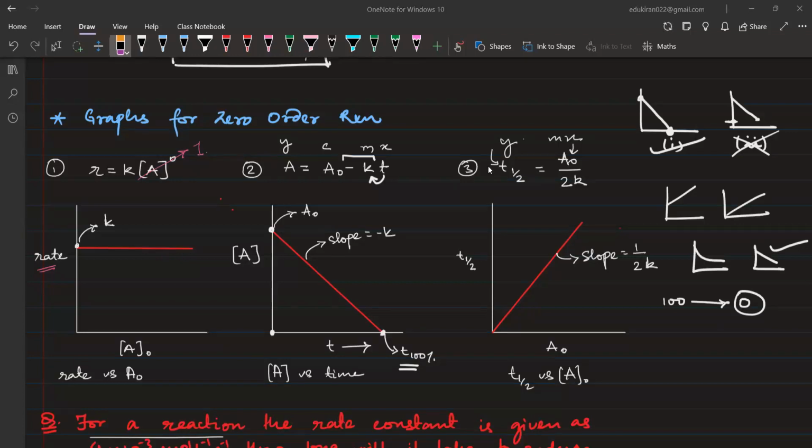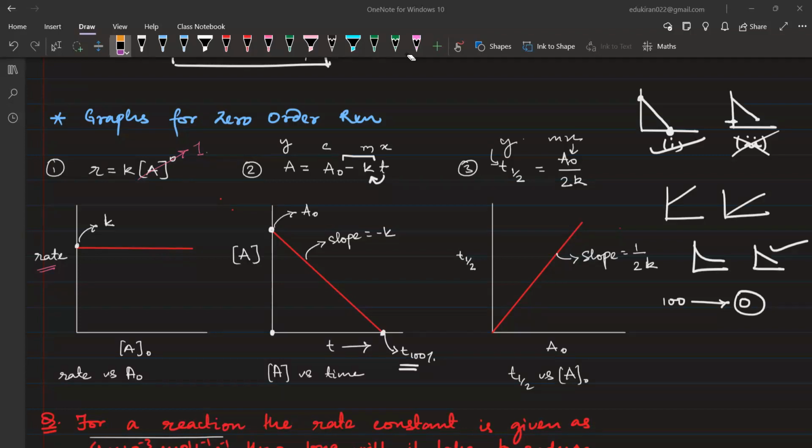Next is the graph between T half and the initial concentration. So we have seen the equation T half is equal to A naught upon 2K. And this is according to the equation y is equal to mx. What is x here? The initial concentration of A. तो initial concentration of A को अगर आप बढ़ा रहे हैं तो टाइम ज्यादा लग रहा है. It is very simple. स्लोप यहाँ पे क्या हो जाएगा? 1/2k. So all of these things are important. इंटरसेप्ट इंपॉर्टेंट है आपका, आपका स्लोप इंपॉर्टेंट है. They can directly वो ऐसे ही पूछ सकते हैं.